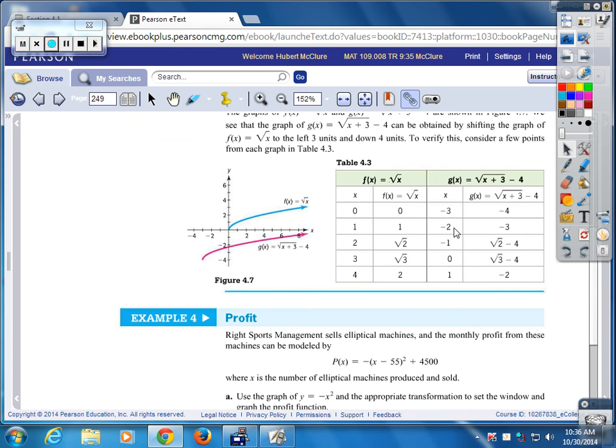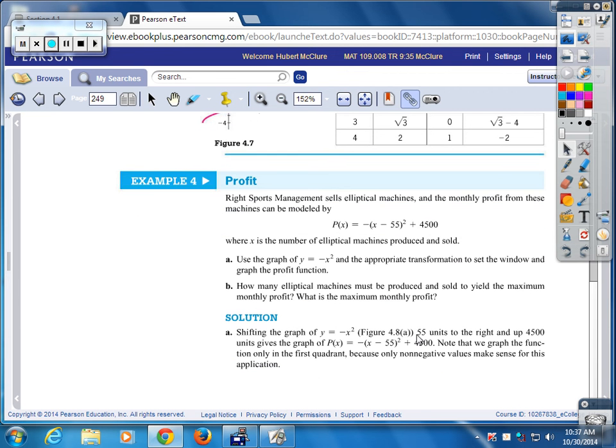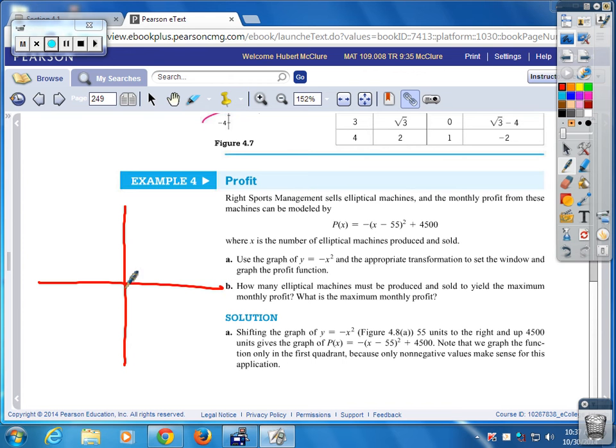Now, they're doing all these tables. We don't have to do that because you already know what the vertical and the horizontal shift does. So you don't have to do that. There's one. Well, you don't have to do it, but what is this one the parent graph of? It's the parent graph of x squared, right? So the parent graph of x squared is this right here. Alright? So what does this one do?